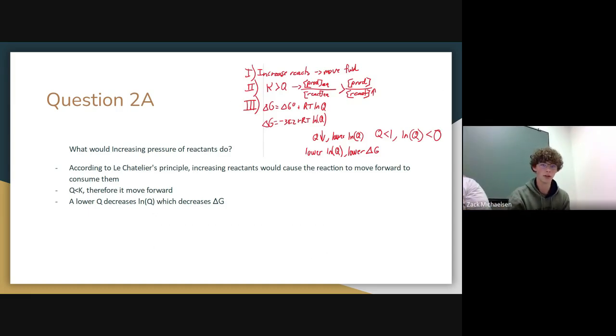So when asked what increasing pressure of reactants would do, according to Le Chatelier's principle, increasing the reactant pressure would cause the reaction to move forward to consume that increased pressure, which would make Q less than K, therefore moving forward. And a lower Q would decrease natural log of Q, which then would decrease delta G, especially if Q is less than 1, which would make that value negative.